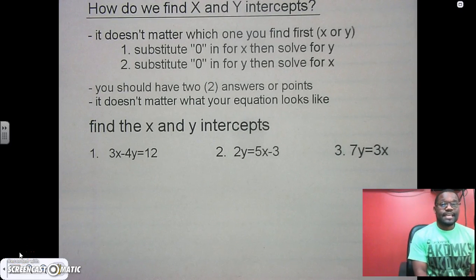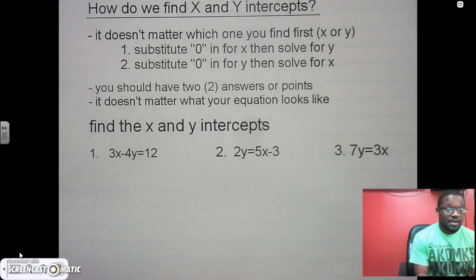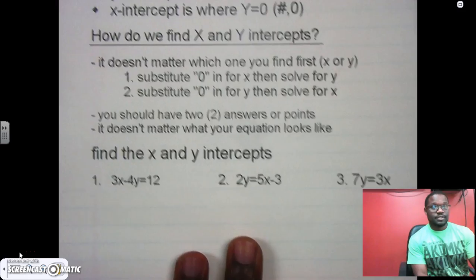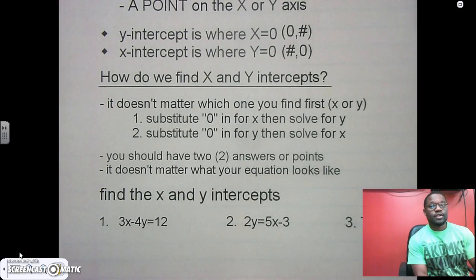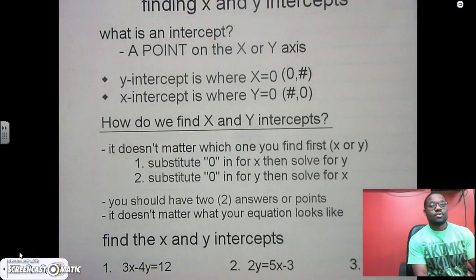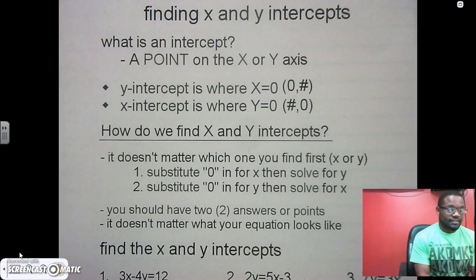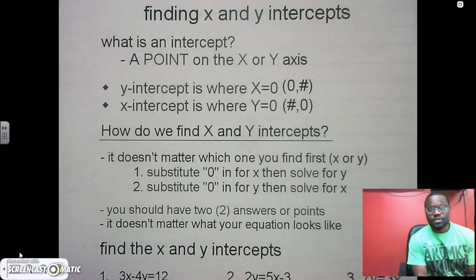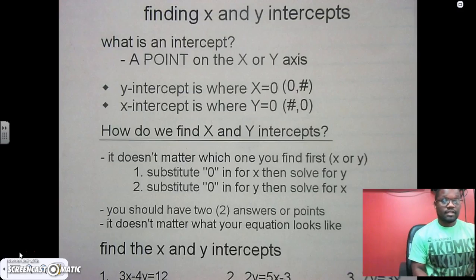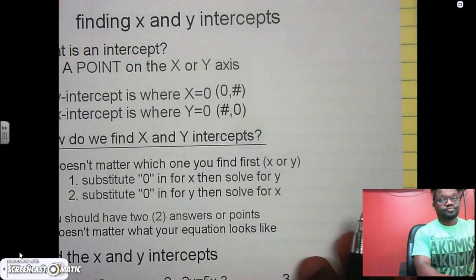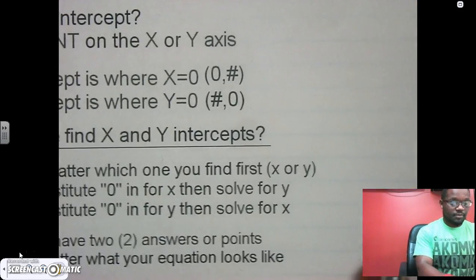Alright, right now we're going to talk about finding x and y intercepts. What is an x or y intercept? It's simply a point on the x or y axis. That's all. It's really a point on the x or y axis. A little quick demonstration just to show you what we're working with.